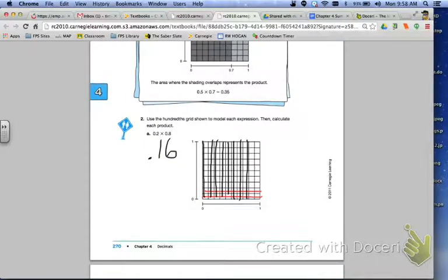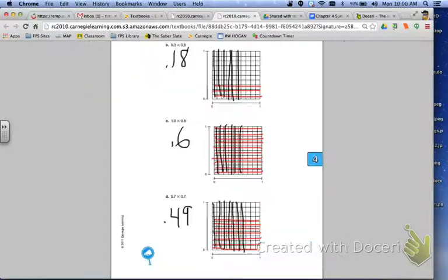Let's take a look at letter A. I have my 2 tenths shaded in red and my 8 tenths shaded in black. The overlapping region then represents 16 hundredths, so 2 tenths times 8 tenths is 16 hundredths for the product. If we take a look at letter B, 3 tenths times 6 tenths, my 3 tenths is represented in red, my 6 tenths is represented in black. The overlapping region, 3 tenths times 6 tenths would be 18 hundredths.